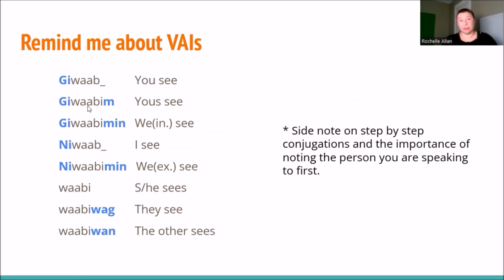And sorry, this is with a VAI verb. VAI verb and VAI conjugations usually go together. But what we're doing today is we're taking this VAI conjugation and adding it to a VTA verb and the a or igu ending. So you can pause, take a minute, look at these.